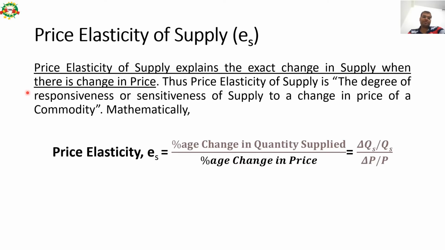a commodity. So, price elasticity of demand was the responsiveness of demand toward change in price, and price elasticity of supply is similarly the responsiveness of change of quantity supplied with respect to the change in price of the commodity. So a similar formula will be there. ES is equal to percentage change in quantity supplied, earlier it was demanded, now it is supplied, divided by percentage change in price. So ΔQS/QS divided by ΔP/P.